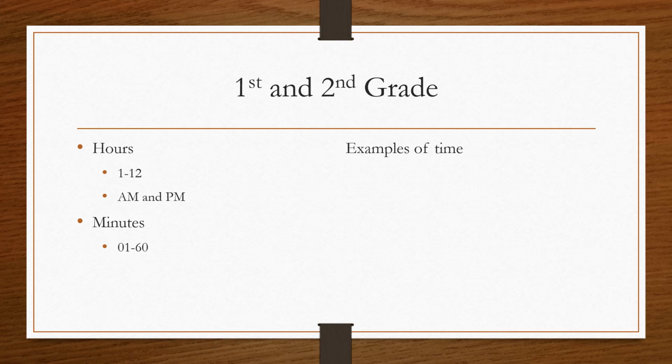So right now, I think it is 11:36 a.m. So 11 being the hour, a.m. indicating that it's the hour in the morning, and 36 being the minutes between the hour 11 and 12.